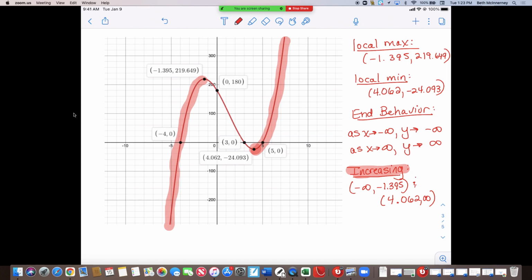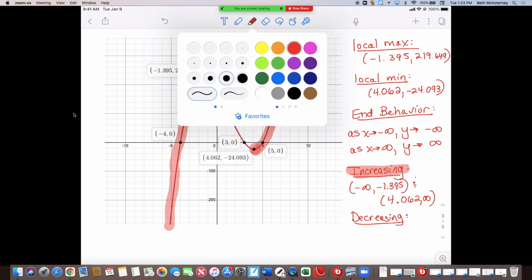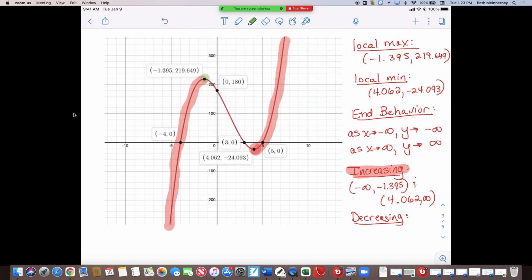To do decreasing, I'm going to use a new color. And my decreasing is where the graph falls. Okay, decreasing is where the graph falls. And this happens from the maximum, the local maximum, to the local minimum.